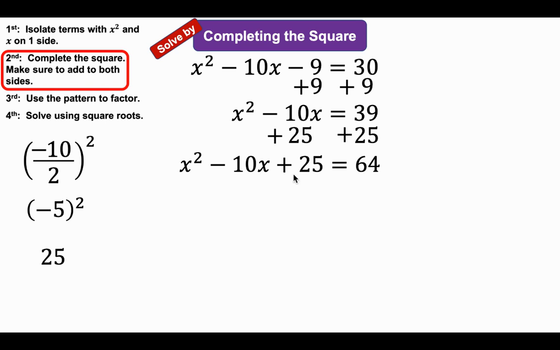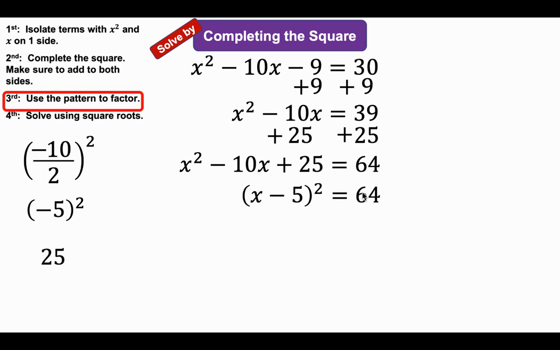This is now a perfect square trinomial. So 5 times 5 is 25. x times x is x squared. You get a minus sign, so (x minus 5) squared is the factoring pattern. Okay, (x minus 5) squared equals 64. And now you just solve.